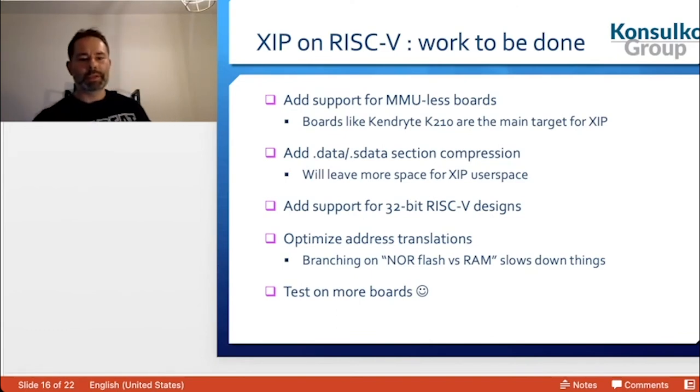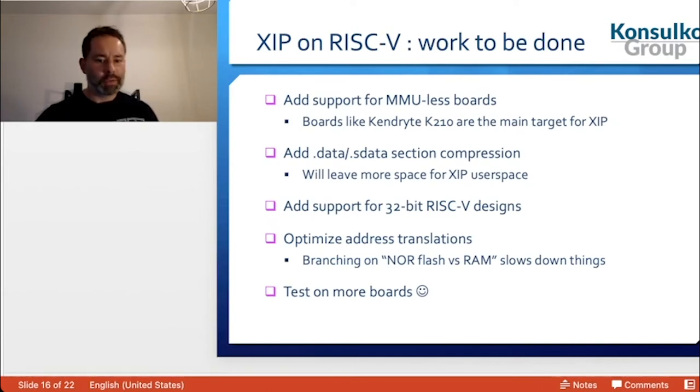And here we come to RISC-V and XIP work to be done for this combination not to be nice, but to work perfectly. First thing, the highest priority, and this is something that we're already doing, is to have support for MMU-less RISC-V boards. Boards like Canaan K210, and similar, because these are the main targets for XIP. Cheaper designs, less RAM, less computational power, still relatively big NOR flash to put all the stuff in there.